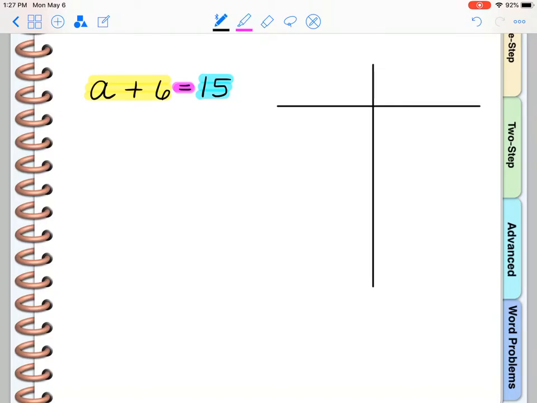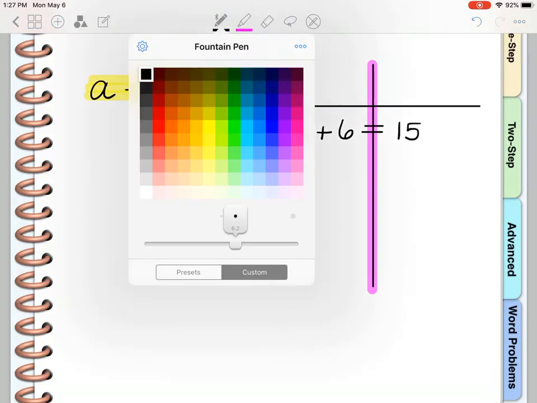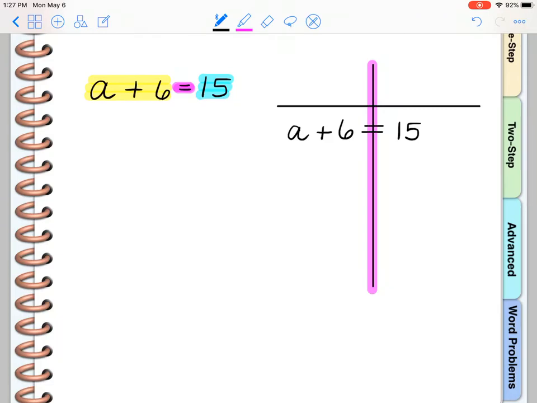So on the left side of the T-chart, we write A plus 6 is 15. The equal sign is this line. So you can think of your equal sign sitting across that line always. So this is how you put your equation onto the solving frame.